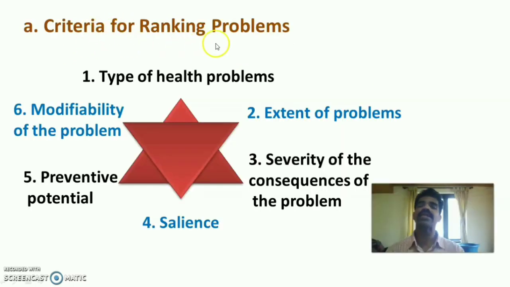So there are set criteria for ranking the health problems of the family members, such as the first criterion, type of health problems, second is extent of the problems, then severity of the consequence of the particular problem, salient feature of the problem, that is salience, preventive potential of the particular problem, and modifiability of the problem. So there are 6 criteria for ranking the problems. First one is type of health problems. So which type of health problems?